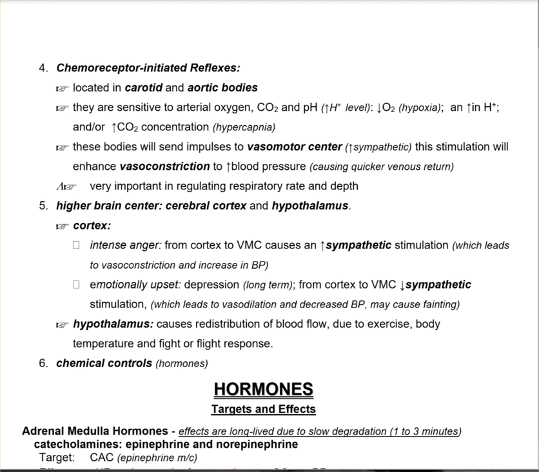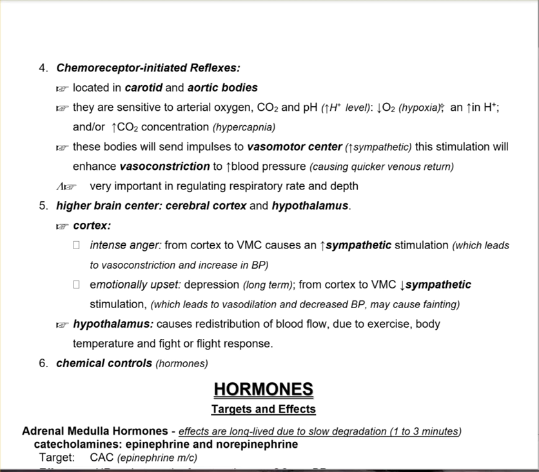Let's see. I may cover this in the next lecture again, but it's fine for me to go over it a tiny bit right now. There are chemoreceptor-initiated reflexes, and these are in the carotid and aortic bodies as well. And these are where these parts of our vessel system, underneath from our heart to our brain area, are very sensitive to certain things like arterial oxygen, carbon dioxide, and pH.